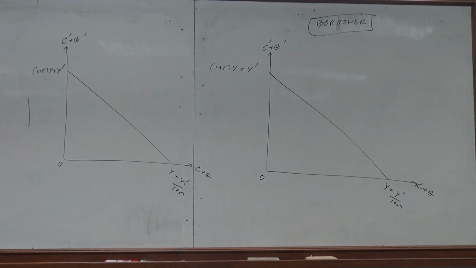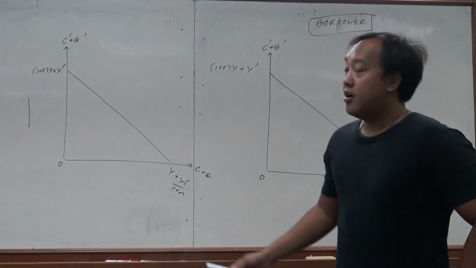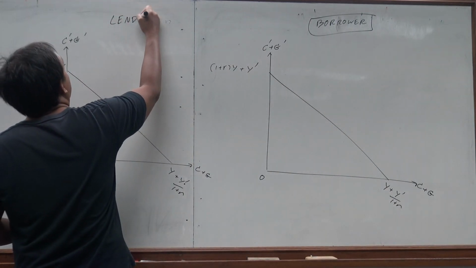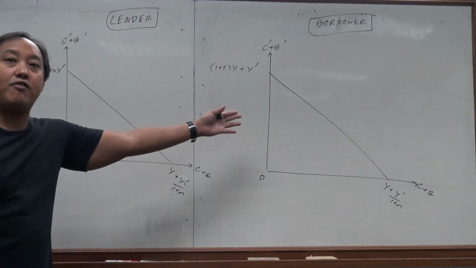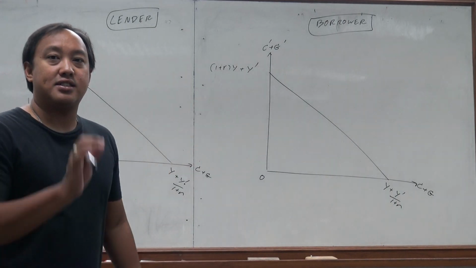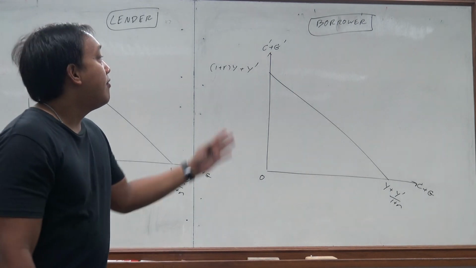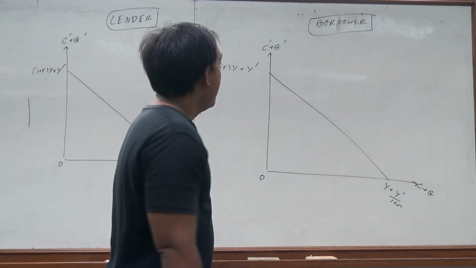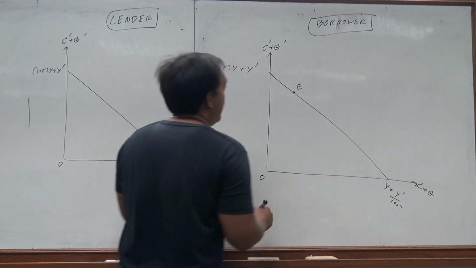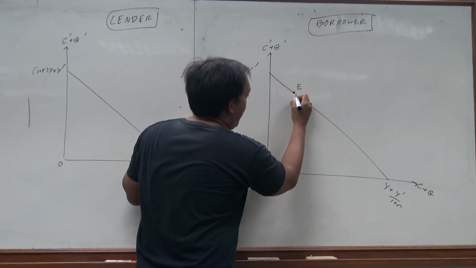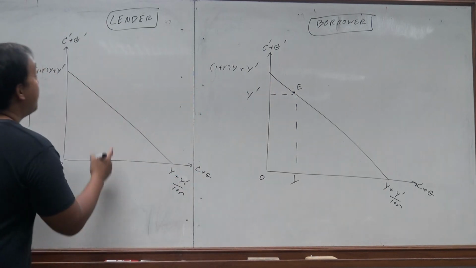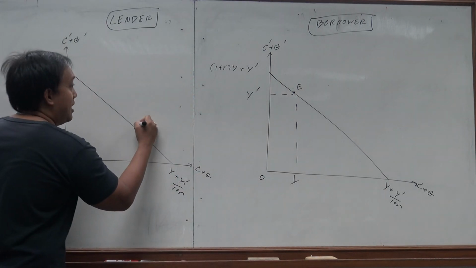Okay, that's good. So we have two cases. This is a case of lender, and this is a case of borrower. The difference between borrower and lender is just the location of the endowment point. For the borrower, the endowment point is going to be somewhere here. This is E. The endowment point shows you the level of national income today and national income tomorrow. For the lender, the endowment point is going to be here.